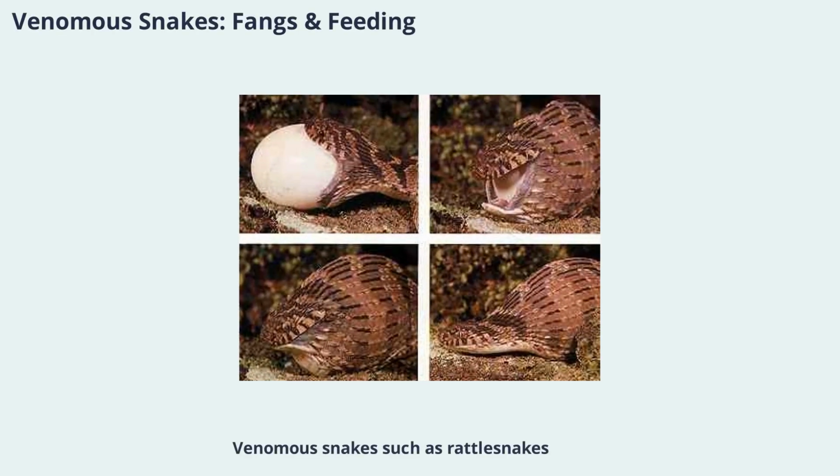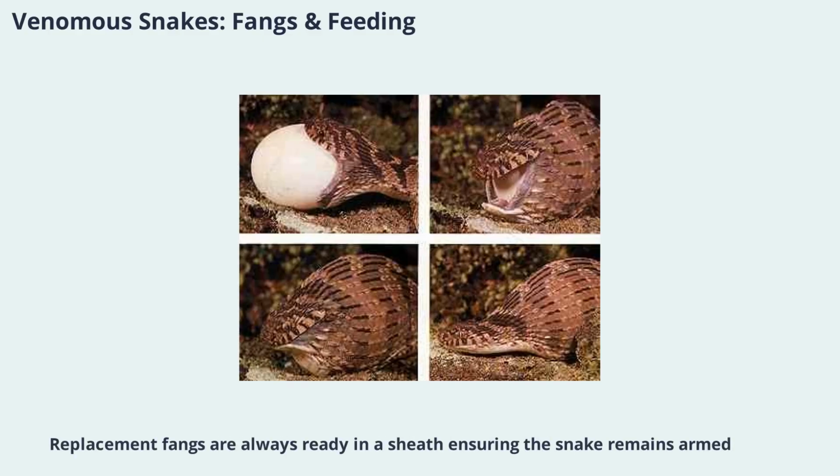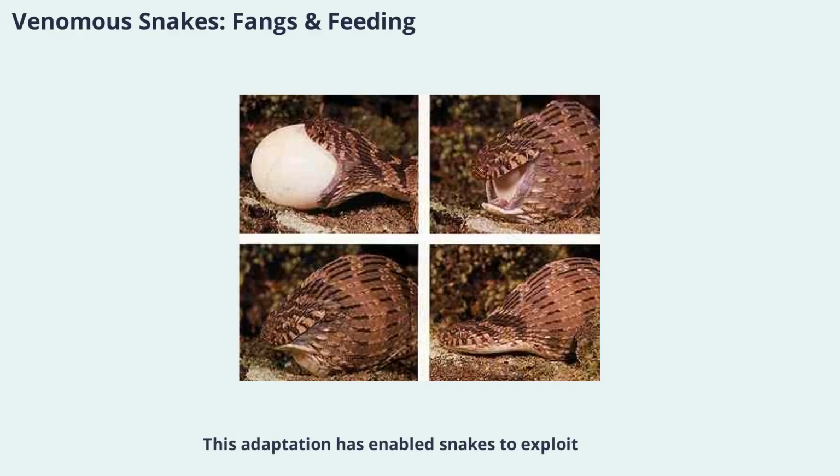Venomous snakes, such as rattlesnakes, possess specialized fangs connected to venom glands. These fangs are often hollow or grooved, allowing venom to be injected deep into prey. Replacement fangs are always ready in a sheath, ensuring the snake remains armed. Venom not only subdues prey but also begins the digestive process. This adaptation has enabled snakes to exploit a wide range of prey types and sizes.